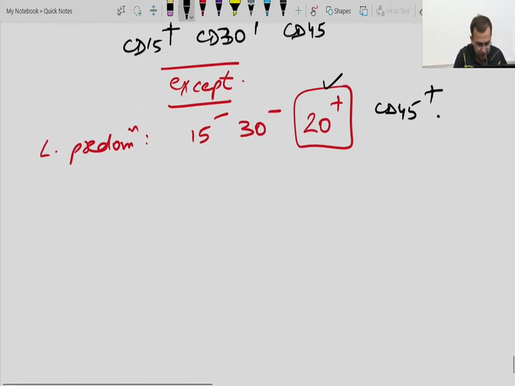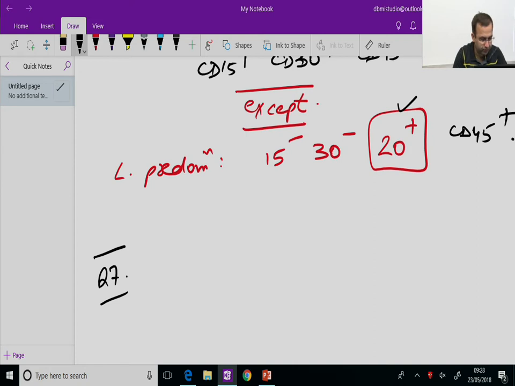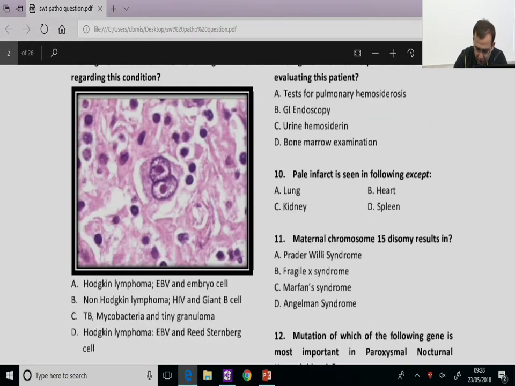Next, this gets us to question number 6. No, this was question 6. This gets us to the next question, that is question number 7.